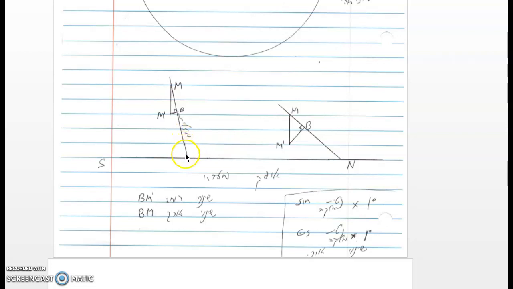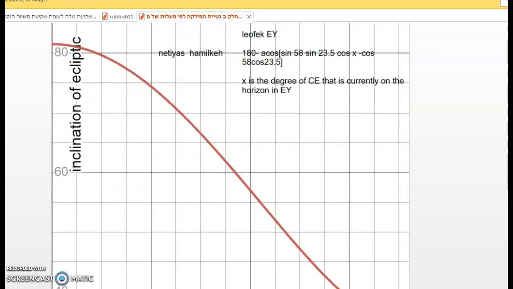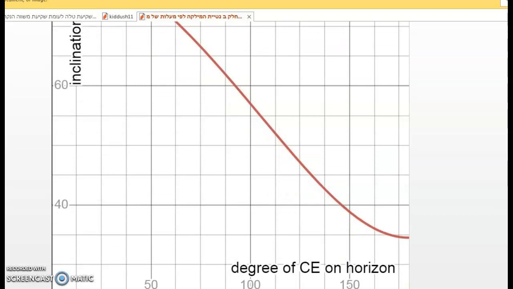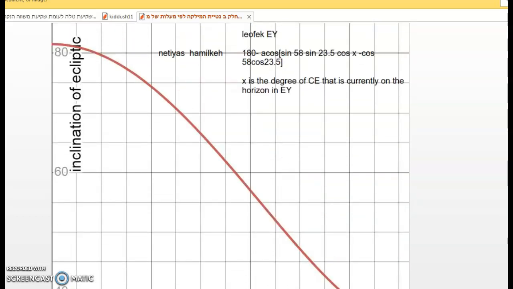Imagine that there is a line in heaven that represents the Mazolos. So if Tele is right now on the horizon, then the ecliptic is very steep. We explained that previously, that depending on which mazel touches the horizon, that's what the angle, the Netias Hamilke, is. We even gave a chart. I think I have it here. This shows for different values of celestial equators on the horizon. So we see if Tele, that's 0, then it's 83.